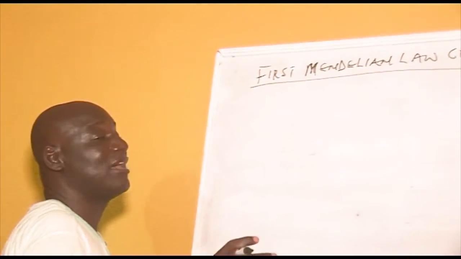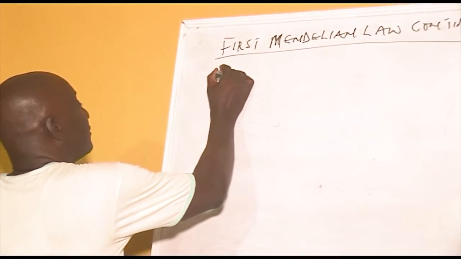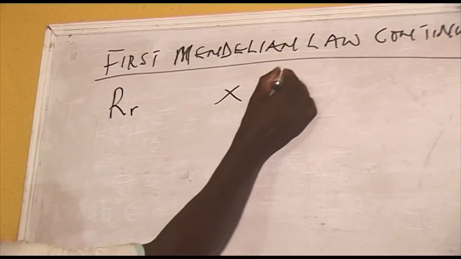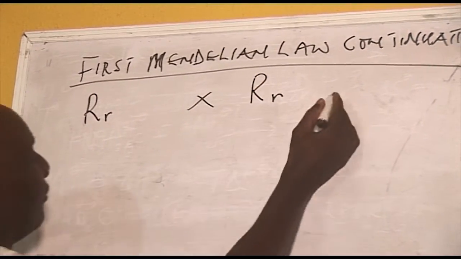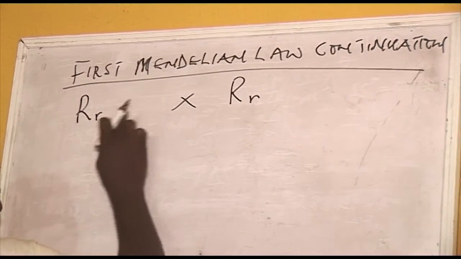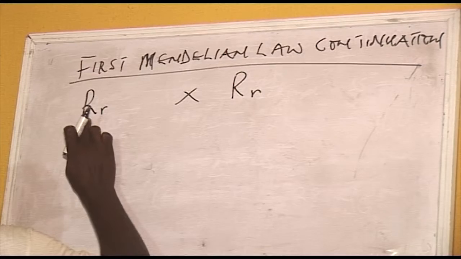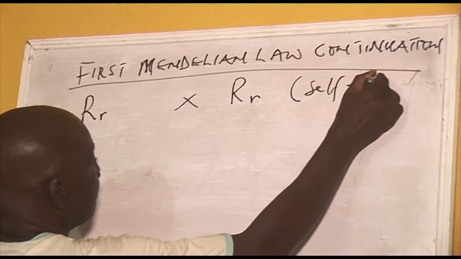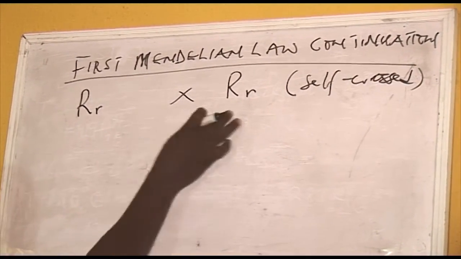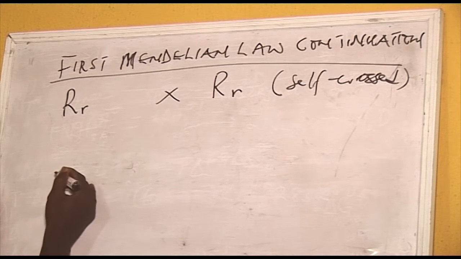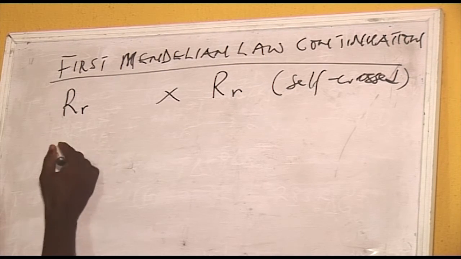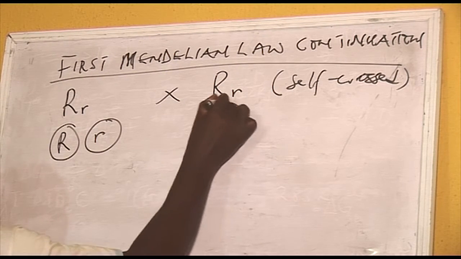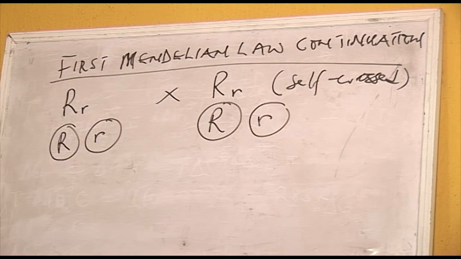Now, in the F1 generation, the genotypes were capital R, small r, crossed with capital R, small r. Now, these two parents are the product of the F1 generation. He self-crossed. Now these two represent the parents. From what we know, a pair of genes will give us two gametes, and I told you that we normally circle gametes. These are the two gametes that are produced.